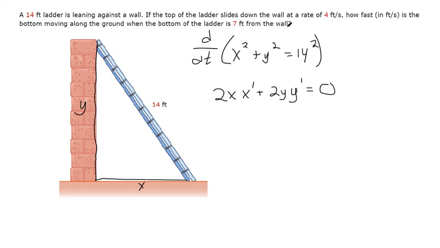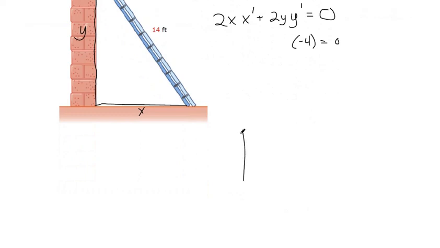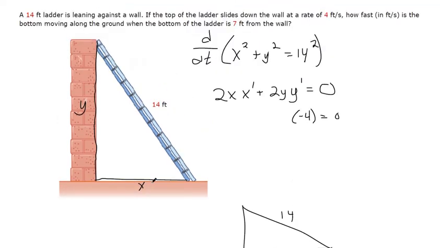Okay, now we can plug in our given information. The top of the ladder, so this part, slides down at a rate of 4 feet per second. So y is shrinking. That means it needs to be negative. And I'm putting that in for y prime because that's the rate of change of y. And then how fast is the bottom of the ladder, the ground, moving when the bottom of the ladder is 7 feet? So the bottom of the ladder is 7 feet from the wall. So the hypotenuse is always 14 because the ladder is not shrinking. We're told that this is 7 feet. So that means x is 7 feet.